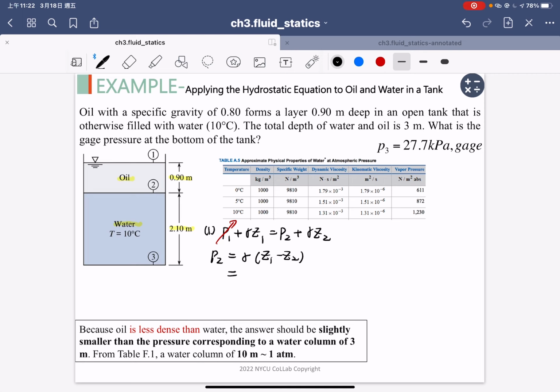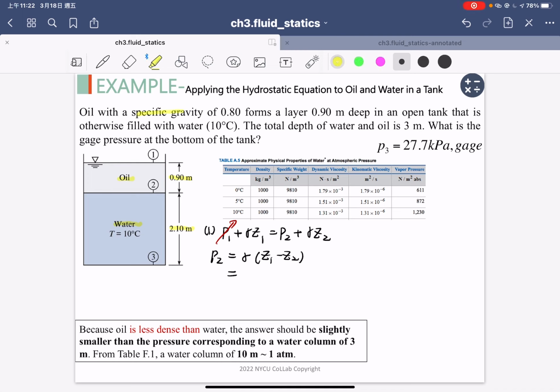And the gamma here is for oil. The gamma here, we use the oil. And we don't know the oil specific weight, but the question provides the information.